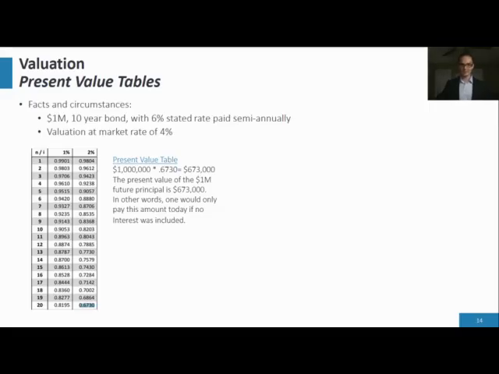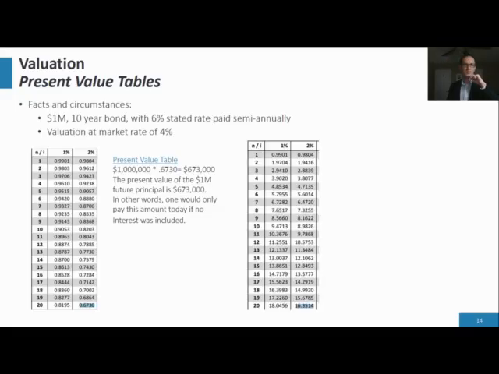So it goes back to that $1,000 today for $1,000 tomorrow question. Which would you prefer? In this case, we'd be willing to pay $673,000 today for $1 million 10 years from now. The semi-annual interest payments have the same facts and circumstances: 20 periods, 2% market rate.